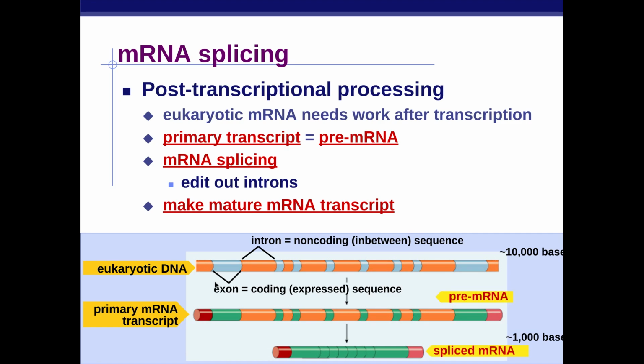So you can see here all the orange sequences, messenger RNA sequences corresponding to the introns, are cut out, leaving behind only the sequences that are coding for the final protein. So that final product is called a mature messenger RNA, which is a spliced RNA.